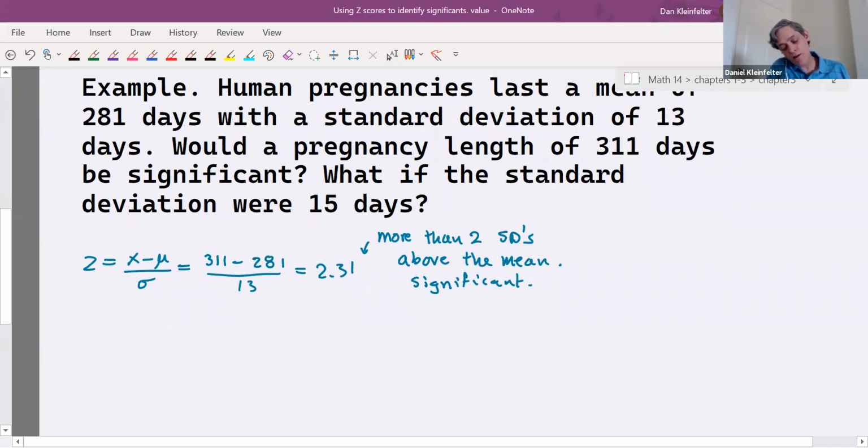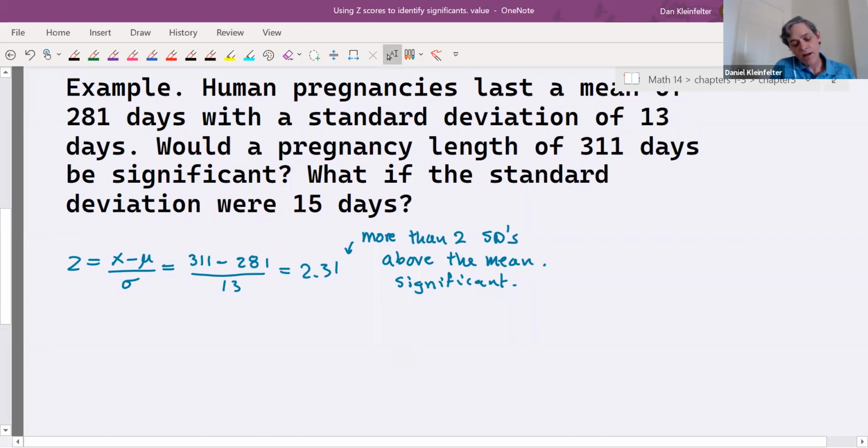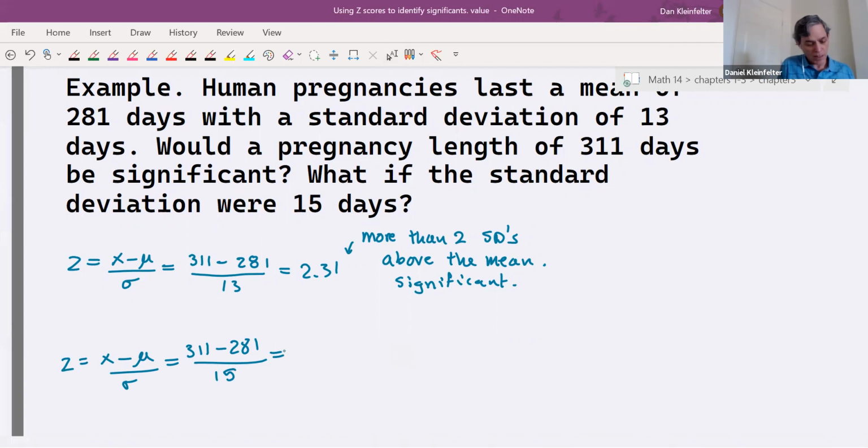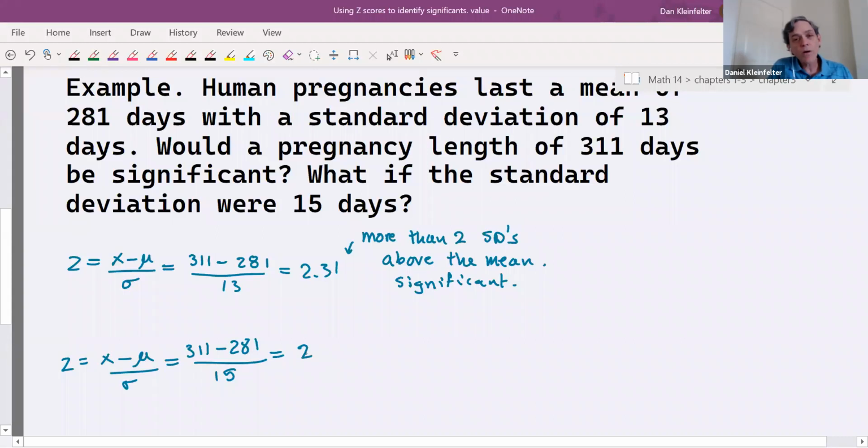Okay, so again, you should pause the video here and try recomputing this for a standard deviation of 15 days and see what we get. So here the only difference is our divisor is now 15 days. Let's see if that's enough to pull it under 2, right? In fact, it makes exactly 2 as it turns out. So that would still make it significant.